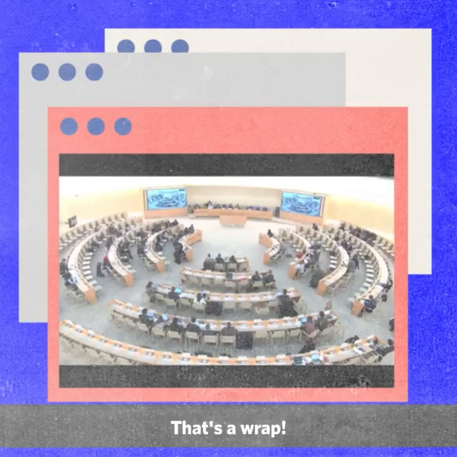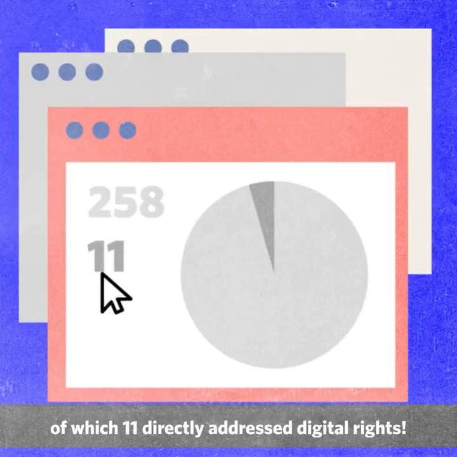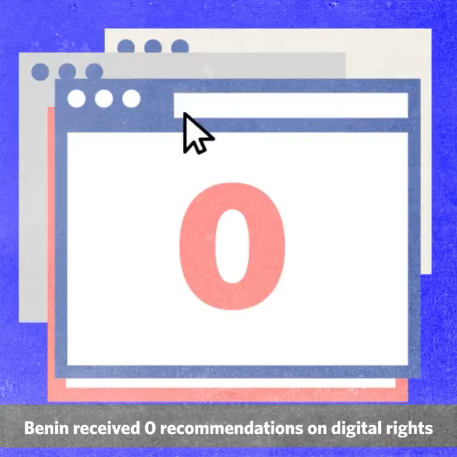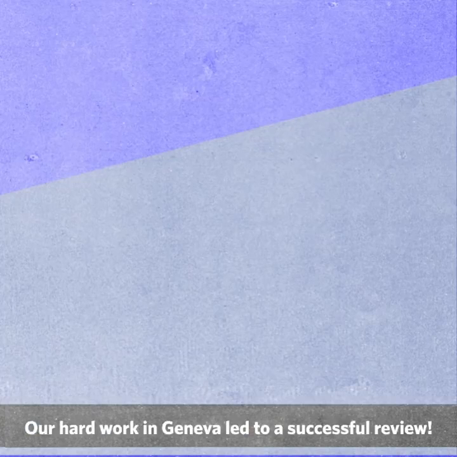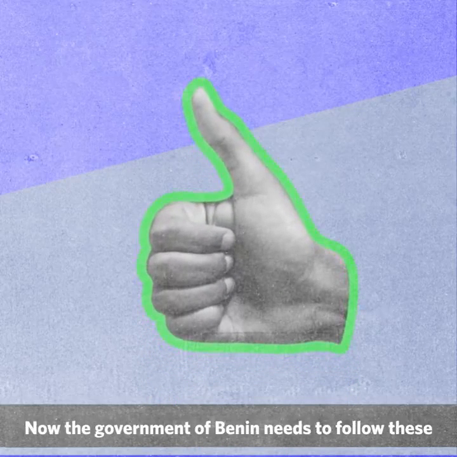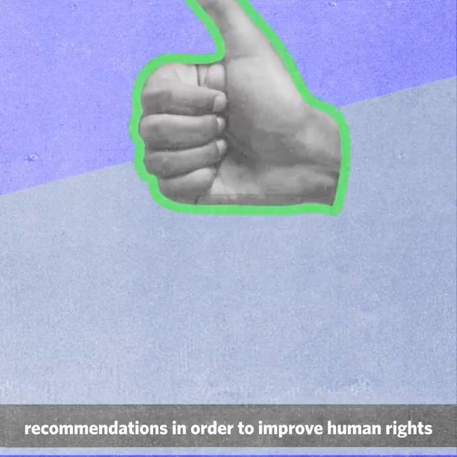That's a wrap! Benin received a total of 258 recommendations at the UPR, of which 11 directly address digital rights. In contrast, during the last review, Benin received 0 recommendations on digital rights. Our hard work in Geneva led to a successful review. Now the government of Benin needs to follow these recommendations in order to improve human rights.